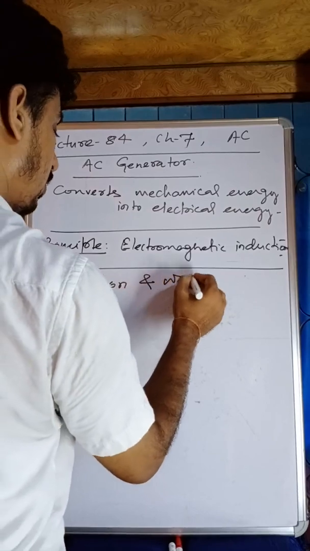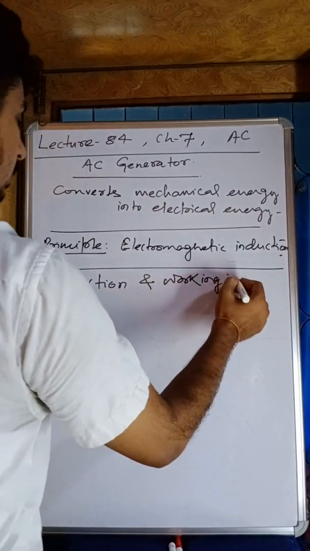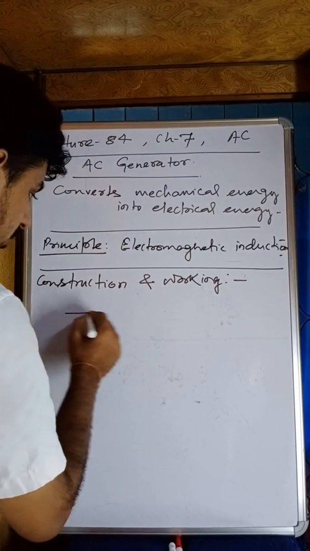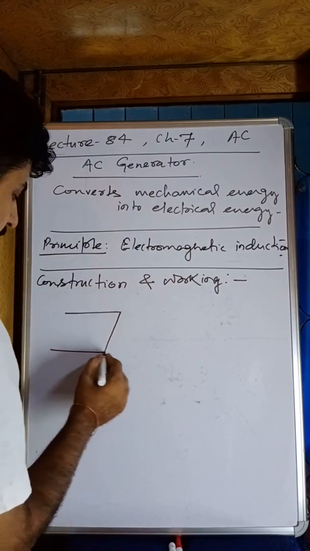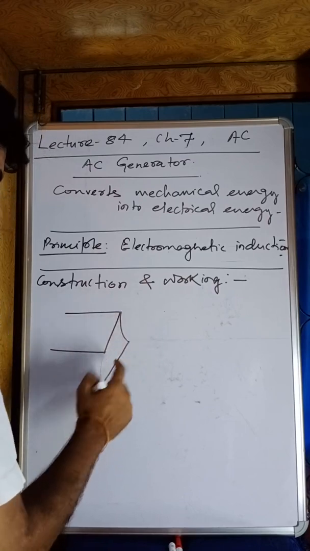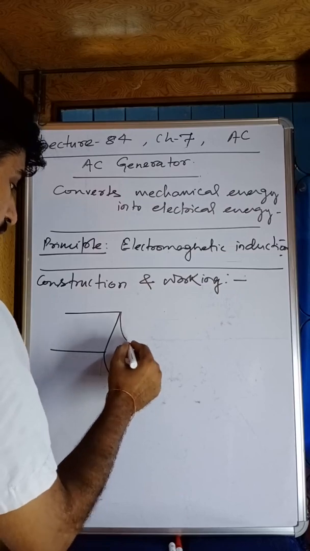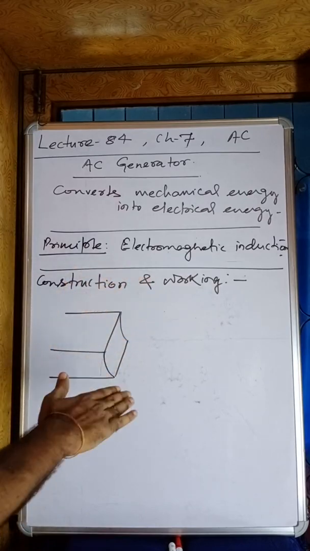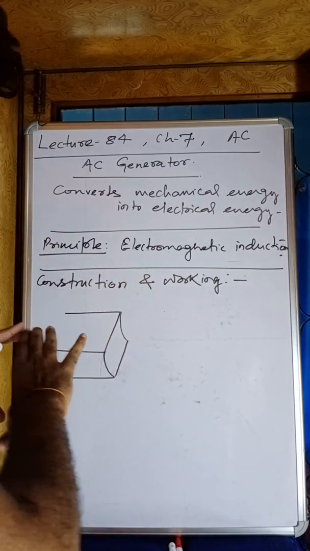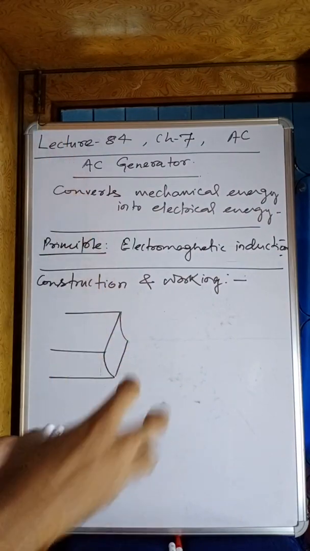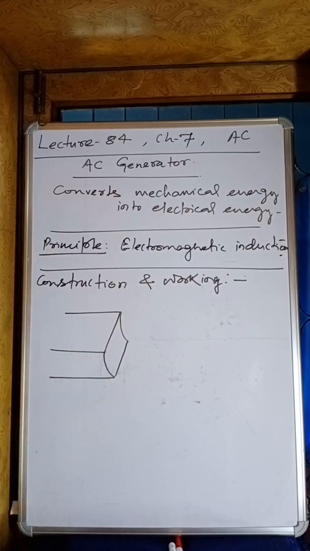And working of this AC generator. So let me construct the AC generator over here. This is a magnet, but we use here a concave or convex faced magnet. Remember, it is curved. Alright, suppose you have a long magnet, you cut out the magnet cylindrically from there, so it looks like this.